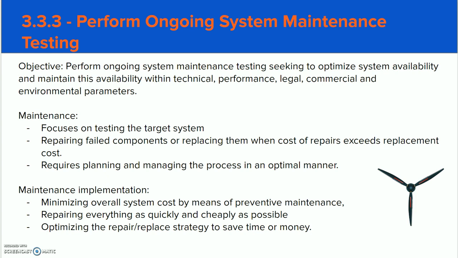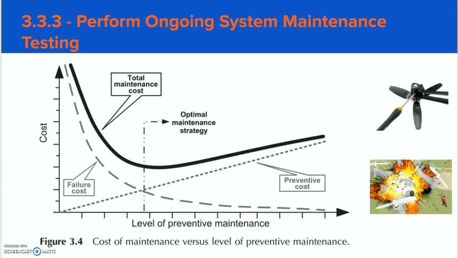Maintenance encompasses the set of activities that aim to sustain a system, a condition deemed necessary for it to properly fulfill its functions. On Figure 3.4, cost of maintenance versus level of preventive maintenance. Here, the failure cost decreases exponentially with the amount of preventive maintenance, whereas the cost of preventive maintenance is drawn as an increasing linear function. Therefore, the total cost of maintenance is the sum of these two components. We actually want to be in the sweet spot between failure cost and preventive cost in the optimal maintenance strategy, right here.